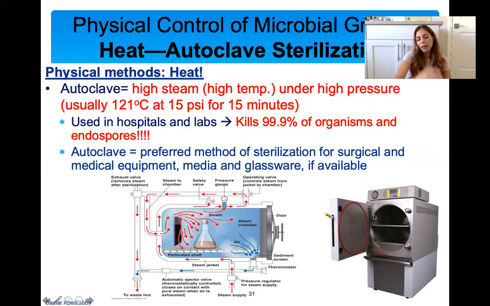So if you're doing surgery, equipment is sterilized by using an autoclave. Typically, an autoclave runs at 121 degrees Celsius at 15 psi for 15 minutes. If any of you know anything about psi, it's like your car tire pressure. So 15 psi is pretty high pressure, and 121 degrees Celsius is very hot, because just to remind you, 100 degrees Celsius is the boiling point of water. So the autoclave is a preferred method of sterilization for surgical, medical, and lab equipment.